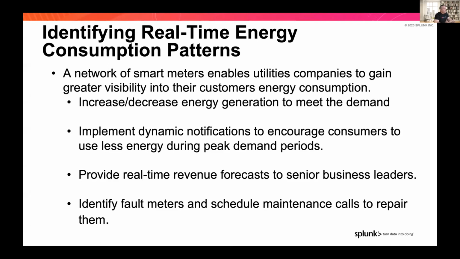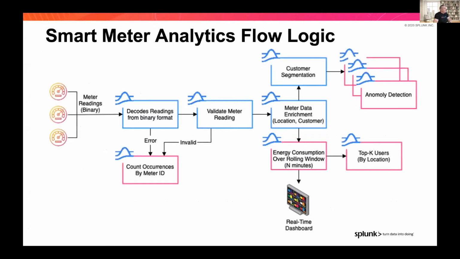And another benefit is you can identify faulty meters and schedule maintenance calls to repair them. So rather than have people go around randomly checking the meters, based on when you see this data coming in and bad values, you can automatically schedule updates, and repair people go out and update those sensors, right? So it looks sort of like this.